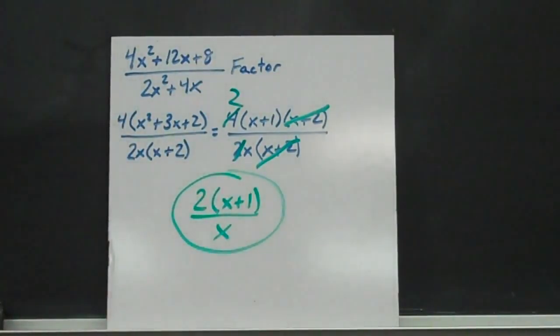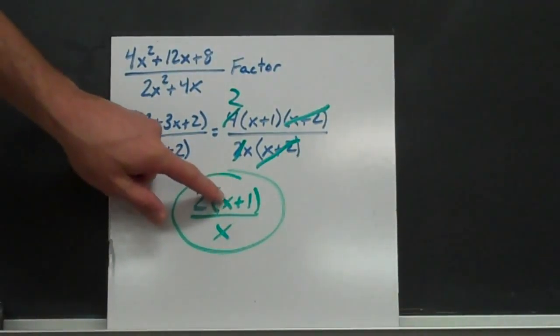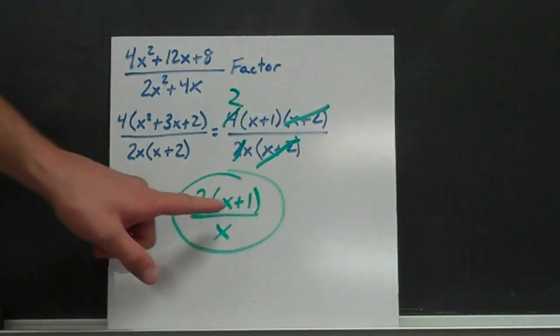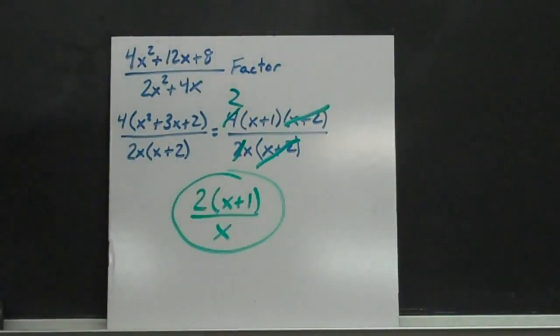And if we take a look at that, even though we have this x on top and this x on the bottom, we can't simplify that any further, because remember, this x is connected to the 1 by the addition sign. We would also have to have an x plus 1 on the bottom.